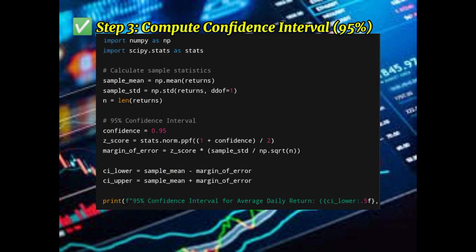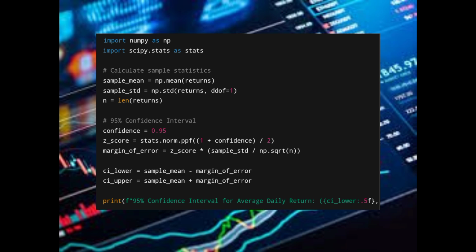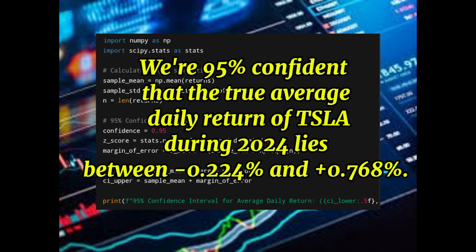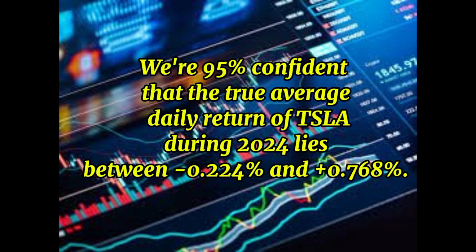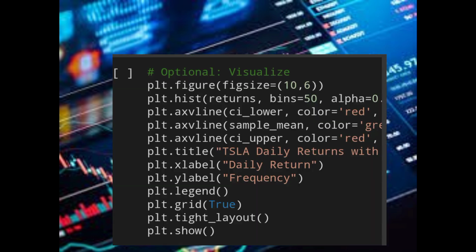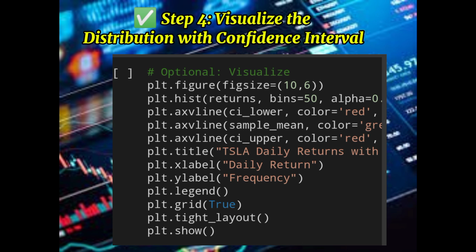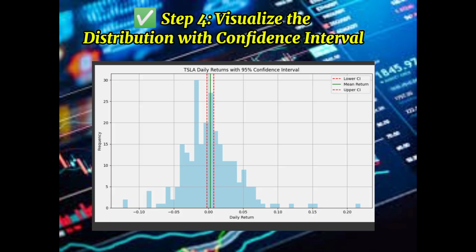And next, we need to compute the 95% confidence interval. As we can see, here is the code for the 95% interval. And we're 95% confident that the true average of daily return of TSLA during 2024 lies between negative 0.224% and 0.768%.